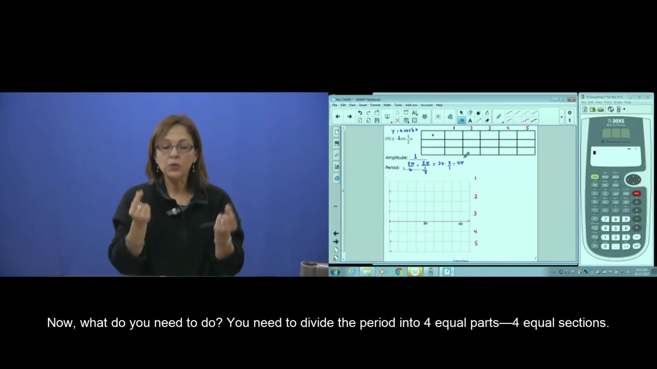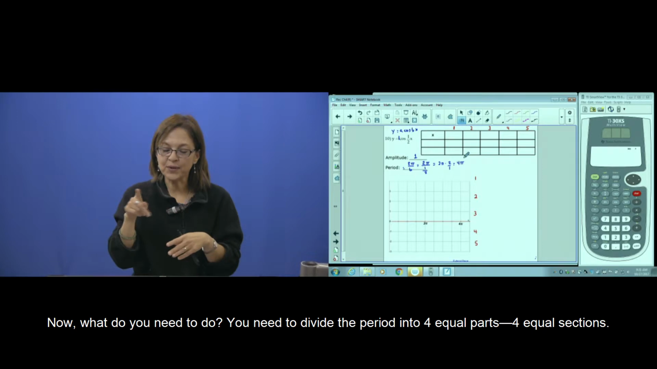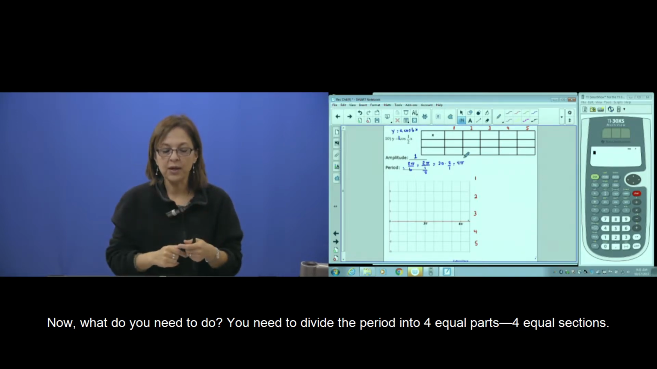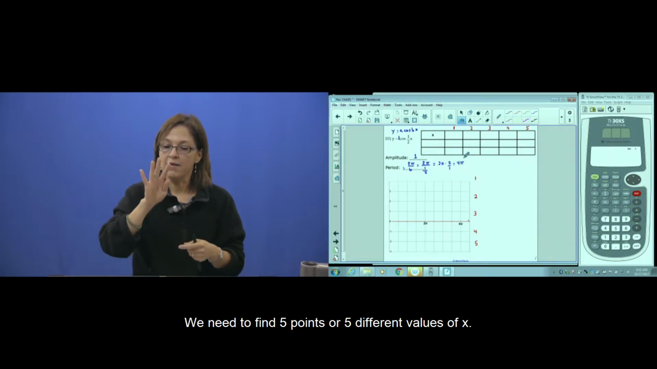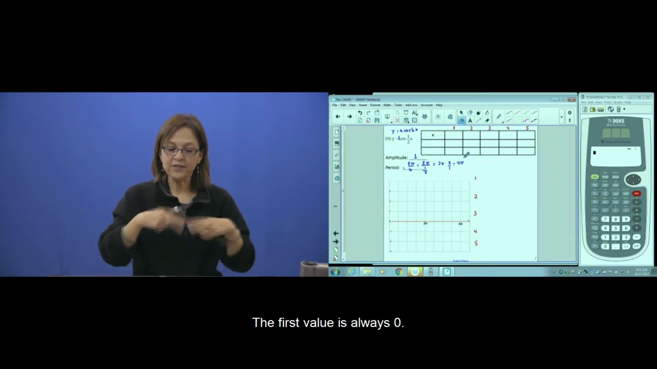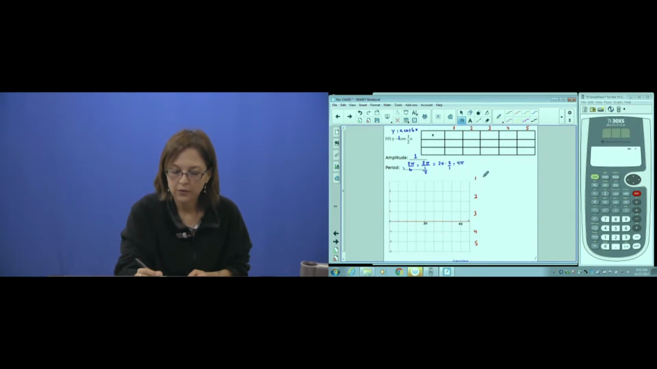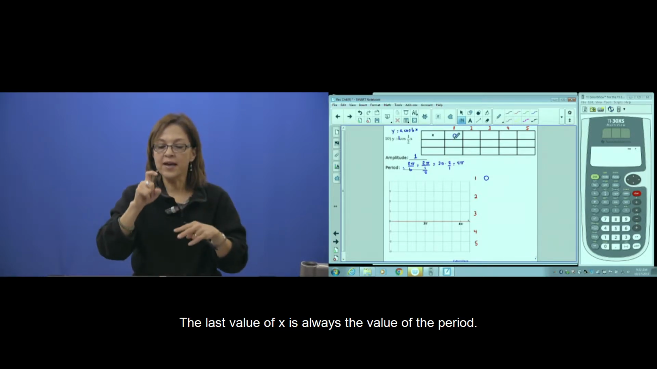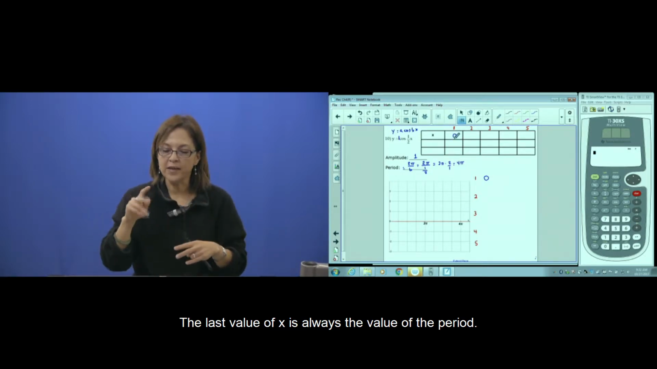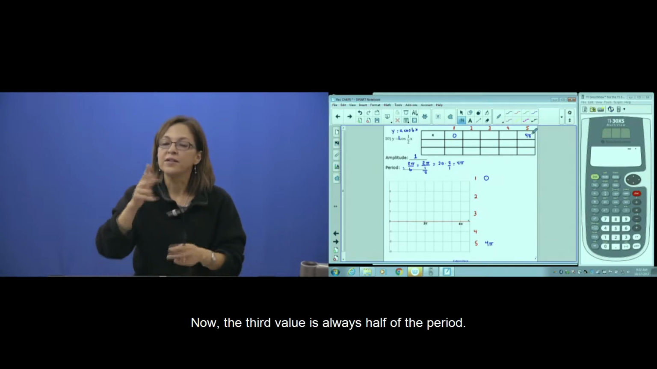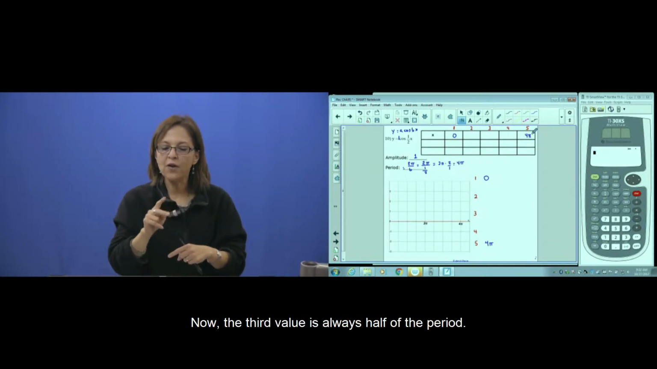Now, what you do? We have to divide the period in 4 equal parts, 4 equal sections. We have to find 5 points, 5 different values of x. The first value is always 0. The last value of x is always the value of the period. Now, the third value is always half of the period.